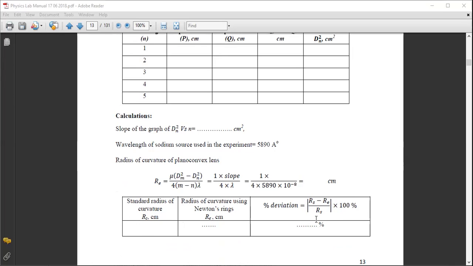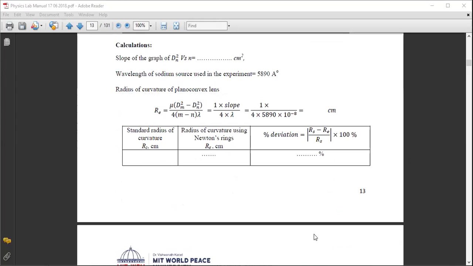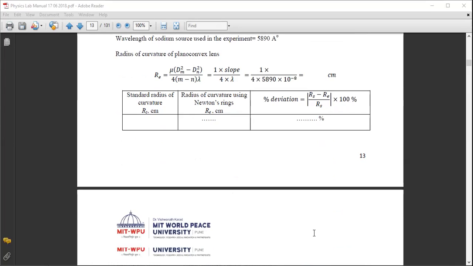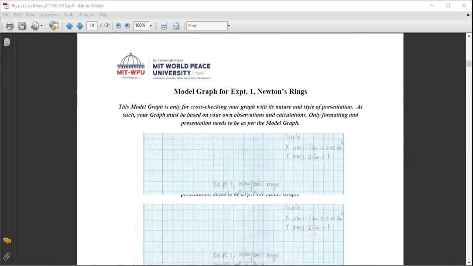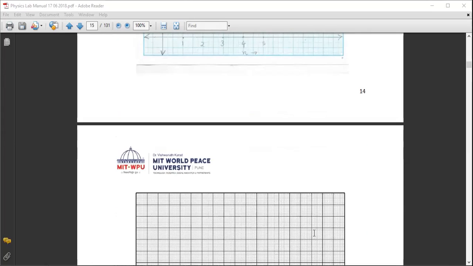So that will be the percentage deviation or percentage error. It should always be minimum. So R_S and R_E should always be close to each other, or nearly equal. So it should be close to 50. Your answer should be close to 50. So this is how you will make the report.